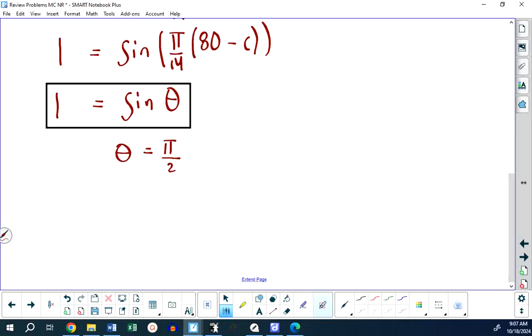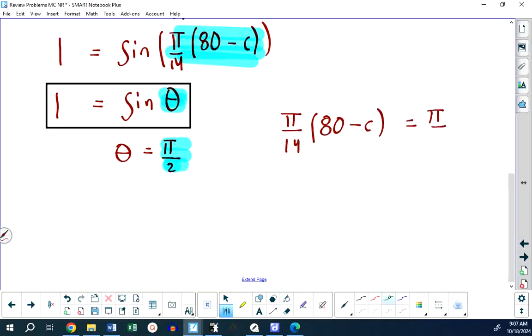What that means is that these things are all the same. Right? The angle that you take the sine of to get 1 is pi over 2. That means this, quote, angle, of pi over 14 times 80 minus c has to be equal to pi over 2. It has to be, because sine of it is 1. That's a logical leap that's confusing. It can be confusing. And I think if you change it to sine of theta equals 1 and just think of theta first, that might help.